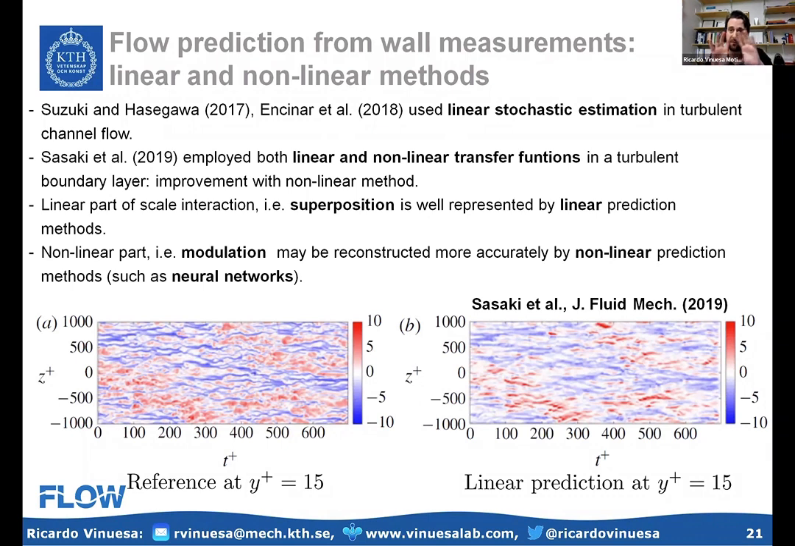More concretely, it has two different parts. One is a scale interaction part, which is mostly linear, that's called the superposition of the largest scales close to the wall. And this linear part can be very well reproduced by linear methods. But of course, the nonlinear interactions that are mostly due to modulation, those require nonlinear methods to be properly represented. And that's where the neural networks come in. And we can actually use them to predict quite well, depending on the location that we are trying to analyze, the flow properties based on the wall information.